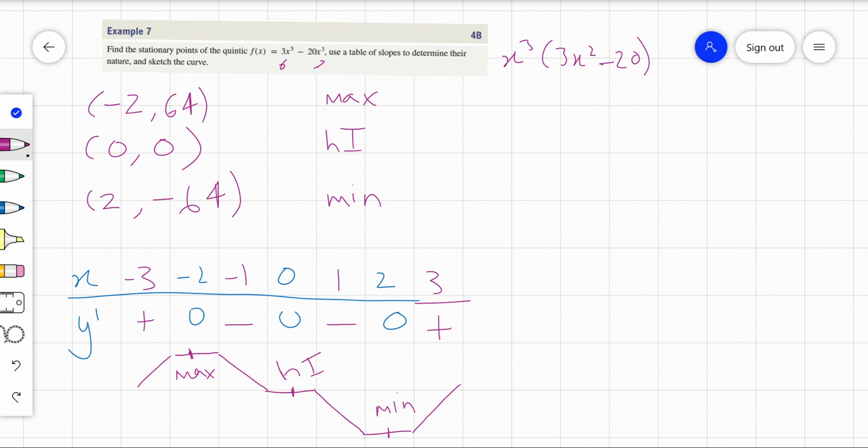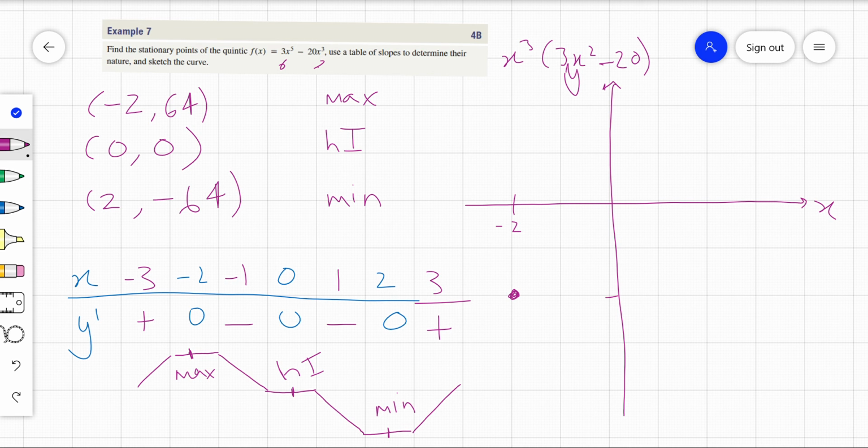Alright, so I know that is the case, so let's have a bit of a sketch then. Here's my x, here's my y, very bad y. Alright, so let's say minus 64 is, let's put it here. So that's at minus 2, this is 64. And remember, this is a maximum turning point, okay? So it's 64. 64 is not there. Alright, 64 is here, which makes more sense. Alright, so there's our maximum turning point.